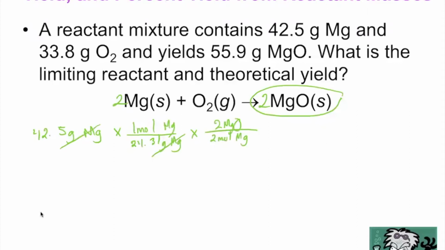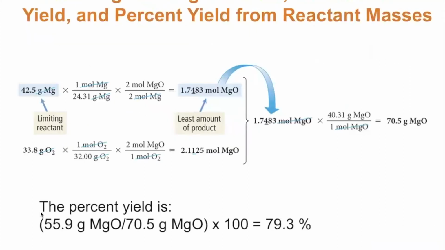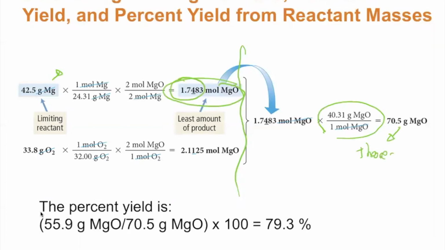Now, you don't have to keep going to the grams in order to determine the limiting reactant. You can stop at the moles. So for example, on this slide, notice that if you stop here, you see which moles are less. In this case, the magnesium gave you the least amount of moles, which means that your magnesium must be your limiting reactant. Now, to find the yield, you actually have to go to grams. So what we do is we take the least moles and do the extra step and convert it to grams. So therefore, 70.5 is going to be your theoretical yield.